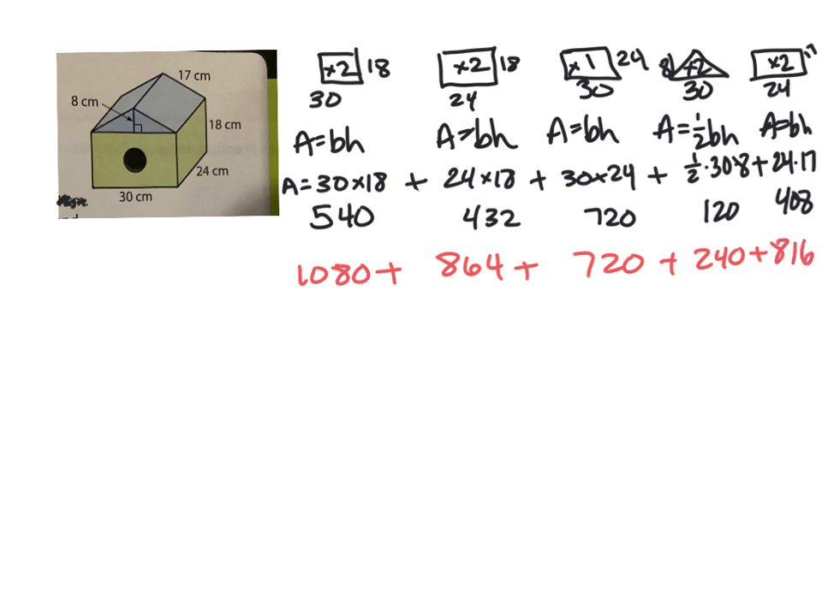I don't have to subtract anything because as I went through and pieced these out, I left out that top one of the rectangular prism and the bottom one of the triangular one. So I didn't have to do it. So I get 1,080 plus 864 plus 720 plus 240 plus 816 for a grand total of 3,720 centimeters squared.